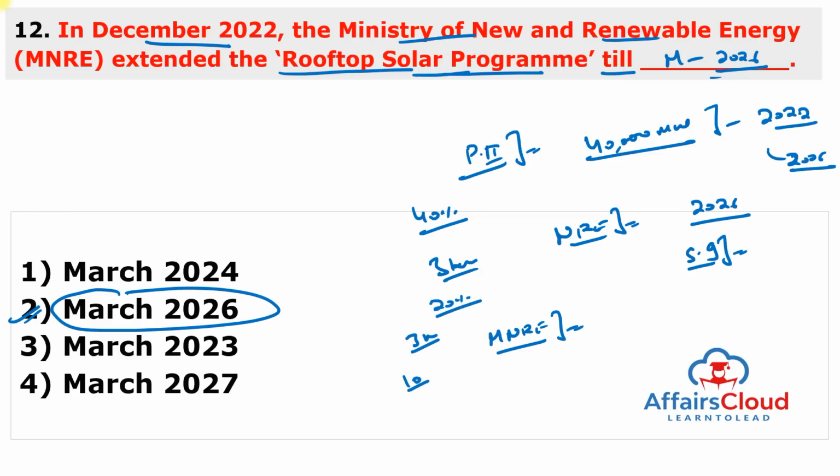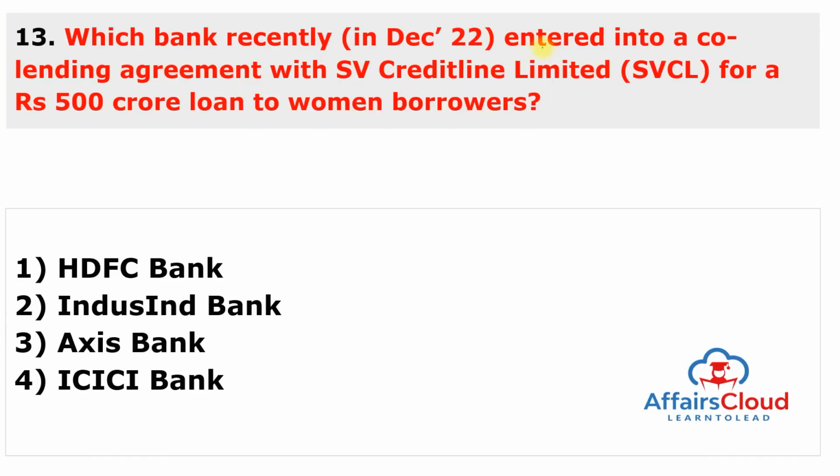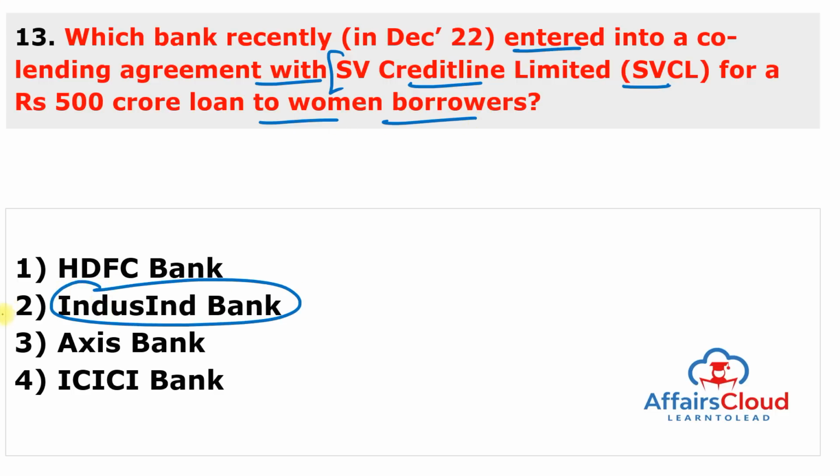Moving to the next question. Which bank recently entered into a co-lending agreement with SV Credit Line Limited for a 500 crore loan only for women borrowers? It is Indusind Bank. The answer to this question is second. So, Indusind Bank signed a co-lending agreement with the non-banking financial company known as SV Credit Line Limited for a 500 crore loan exclusively to women borrowers.